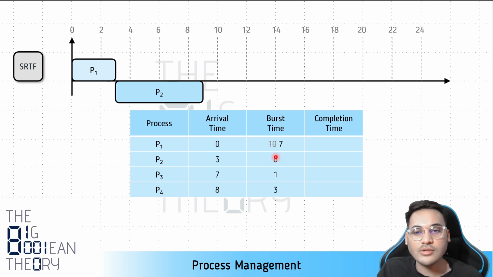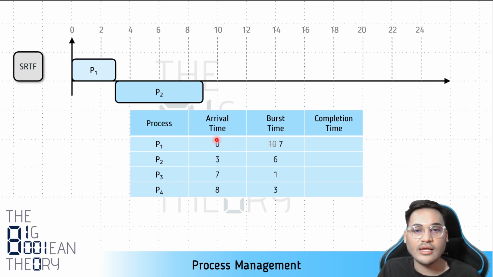So we can see process P1 executed for 3 milliseconds. So the remaining burst time for process P1 is now 7. It is not 10. The remaining burst time is 7. And for process P2, its burst time is 6. So this is the situation at t equals 3. Process P3 and P4 have not yet arrived. They will arrive at a later point in time.